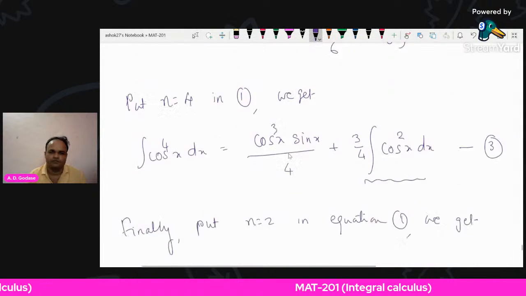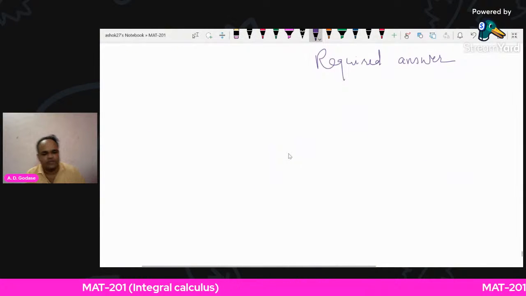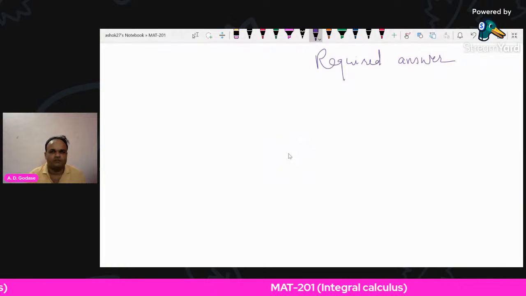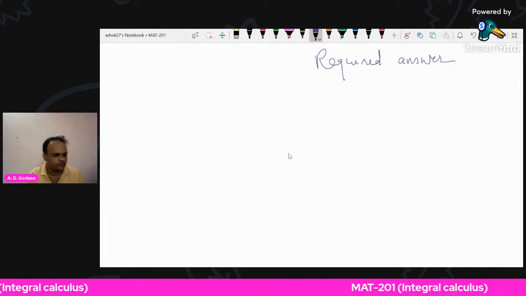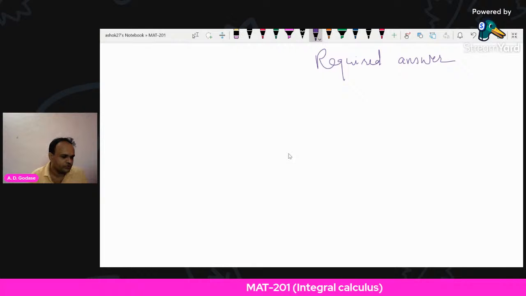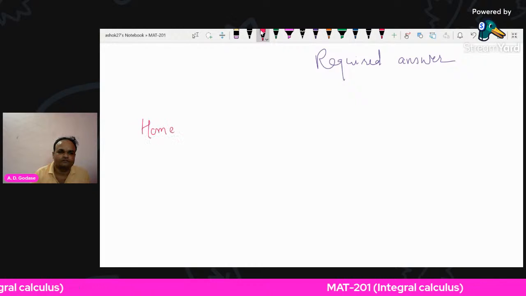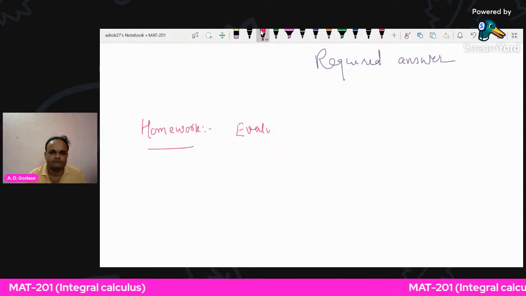I will give homework on this type, and in the next lecture we will see the formula for the integration of cos raised to nx dx from 0 to pi by 2. Before that, I will give some problems as homework, so you can solve these problems. Homework: evaluate the following integrals.